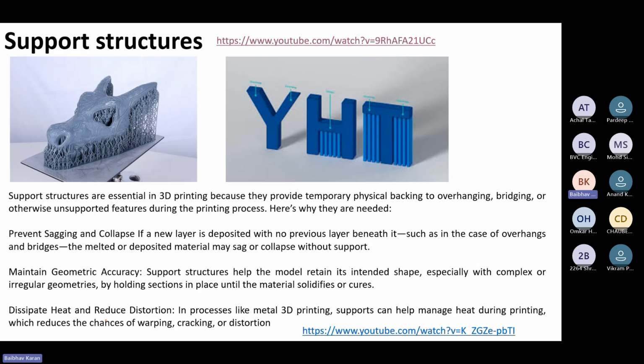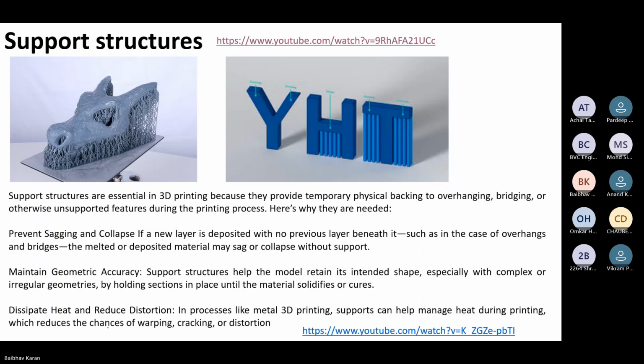What is a support structure? The thing is, while 3D printing a material, the material will always not be parallel to the build plate, right? If the material is parallel to the build plate, it will be easy to print because we do not need anything. We just print it on the build plate. But sometimes the structures can be complex. That is, maybe it is at an angle. Maybe it has an overhang structure.